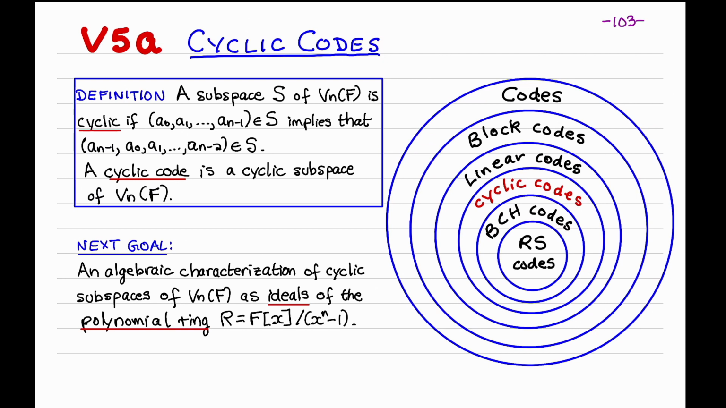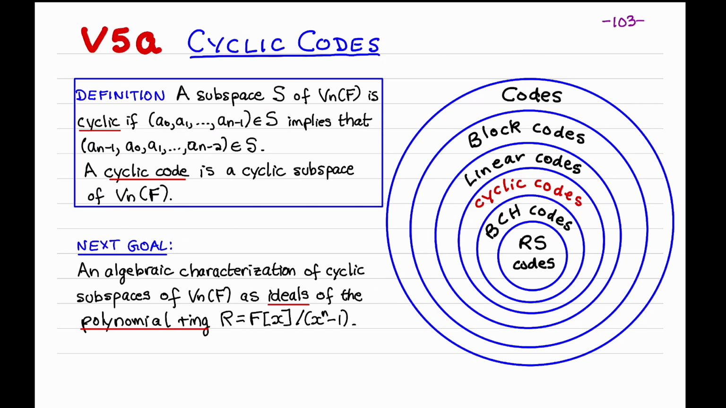First, a subspace S of our vector space Vn of F is called cyclic if for every vector in S, its right cyclic shift is also in S. So in other words, a cyclic subspace is a linear subspace that is closed under the operation of taking right cyclic shifts. A cyclic code is a cyclic subspace of Vn of F. Cyclic codes are linear codes with the additional structure that for every code word in the code, its right cyclic shift is also a code word.